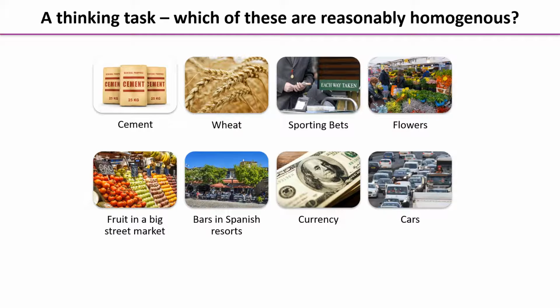Right, welcome back everybody. Well, I think quite a few of these goods and services are reasonably homogeneous. Cement, wheat, sporting bets, flowers, fruit in a big street market, certainly currency. I think the ones that are less so are perhaps bars in a Spanish resort, and particular types of cars, I would say, are not necessarily that homogeneous.